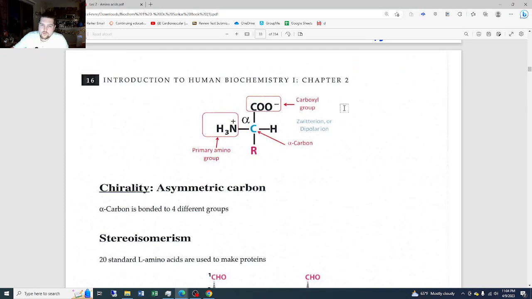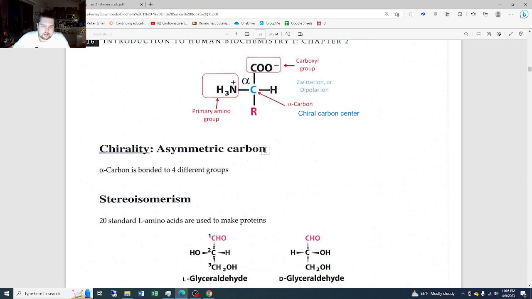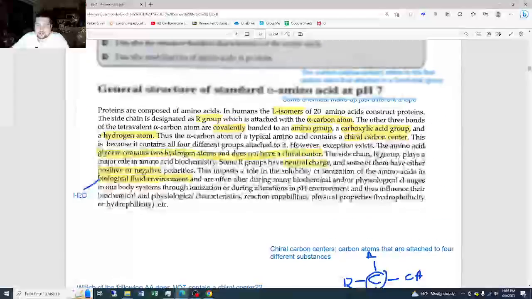Okay. Here is our beautiful alpha carbon. Remember, that is our chiral center, chiral carbon center. And what was the one that didn't have the chiral carbon center? Our glycine. Keep that in mind. So our carboxyl group, COO-, our primary amino group, H3N+, our R group, which will come later on, and then our H.